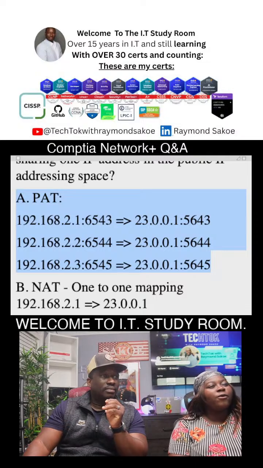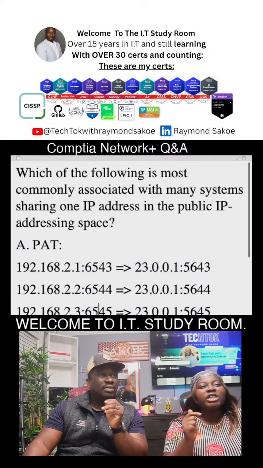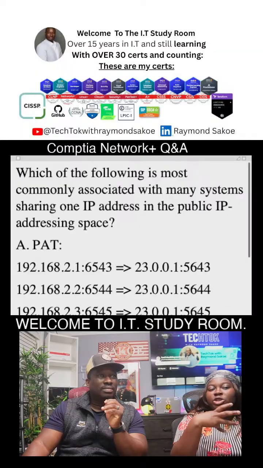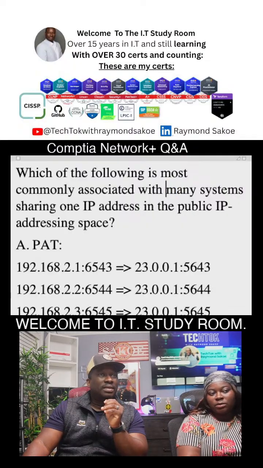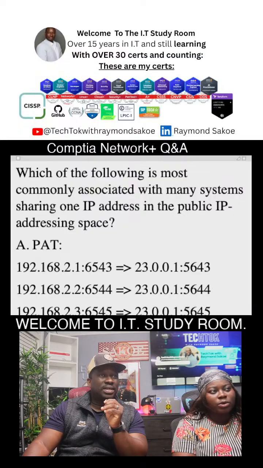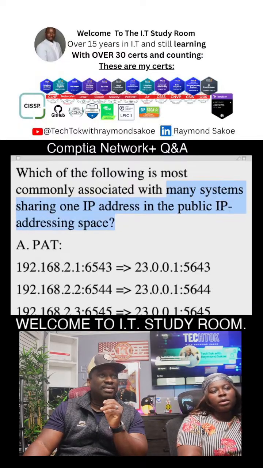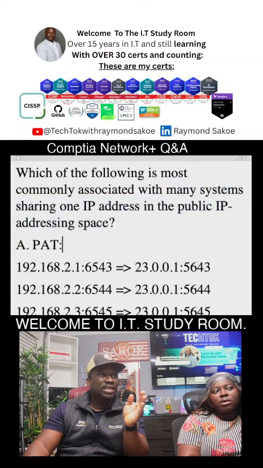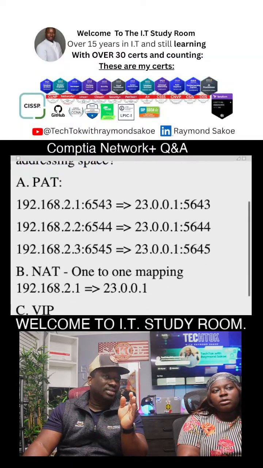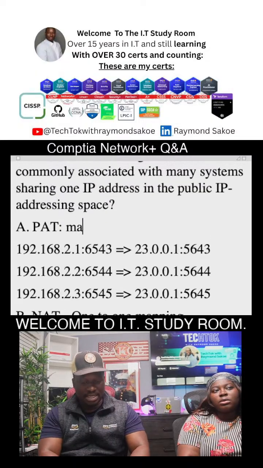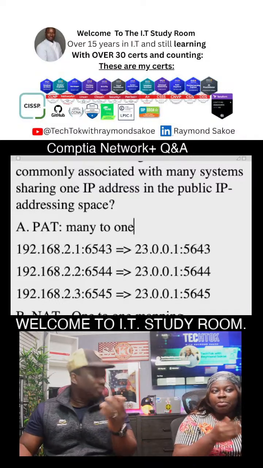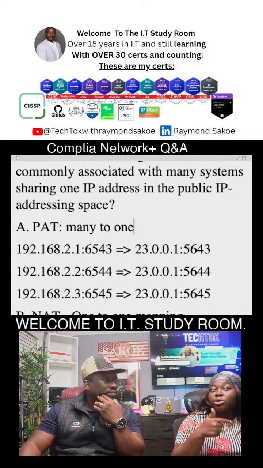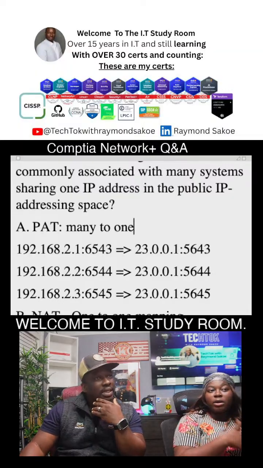So what to look out for in the question. Danish would like to know, if this question was to ever pop up, what exactly should they look for to know that this is PAT versus NAT? Right here: many systems sharing one IP. Many to one. NAT is 1-to-1, PAT is many to 1. So if it says many systems, then it's PAT. But if it says associated with one system, that would be NAT, right?